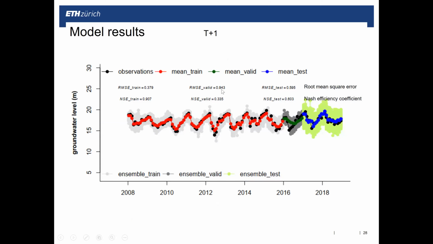After we decide the input features, we train the SVR on the training data set, then validate the model result and forecast on the test data. This red curve is the ensemble mean of the training data set. The green and the blue are the validation and the test periods. From here, you can see that the root mean squared error increases from the training to the validation or test period.